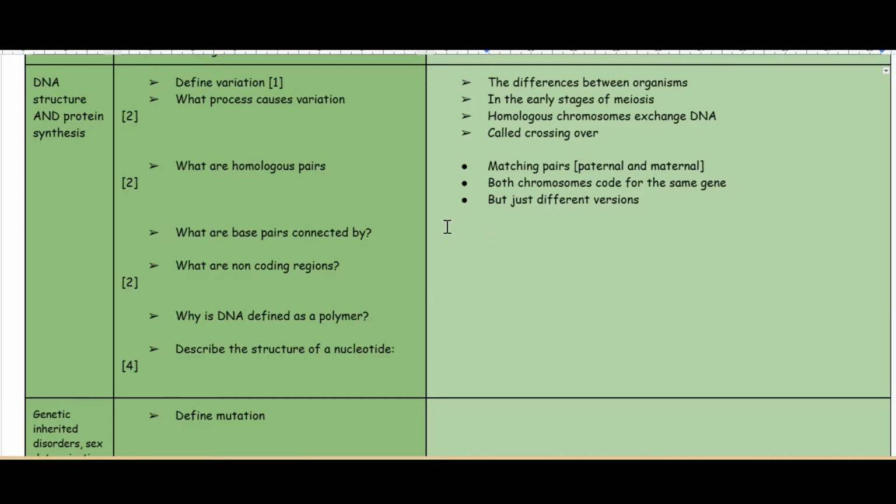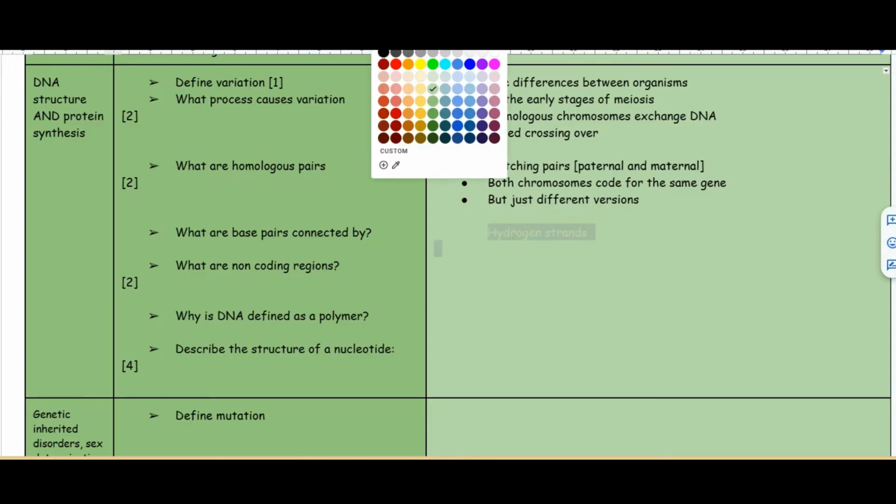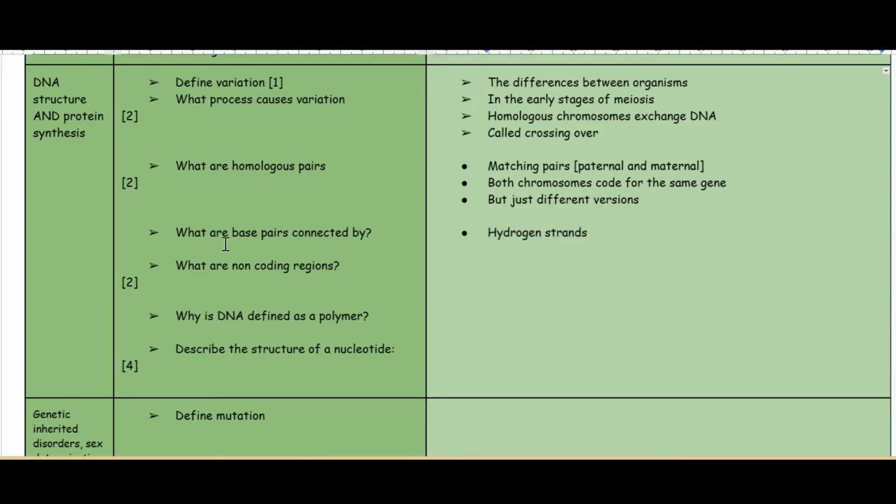The next question: what are base pairs connected by? And that answer would be hydrogen bonds. What are the non-coding regions? Because you often hear coding and non-coding.